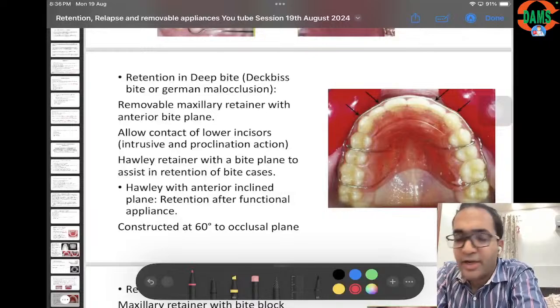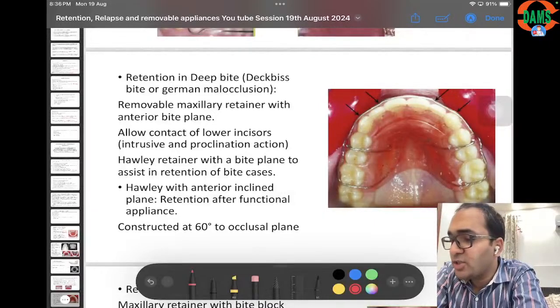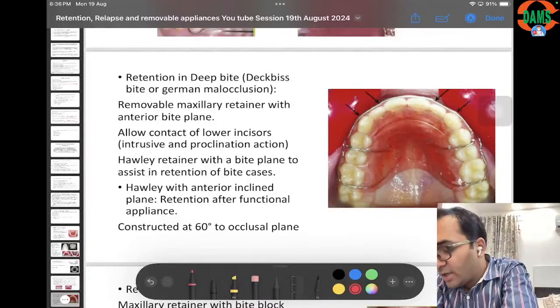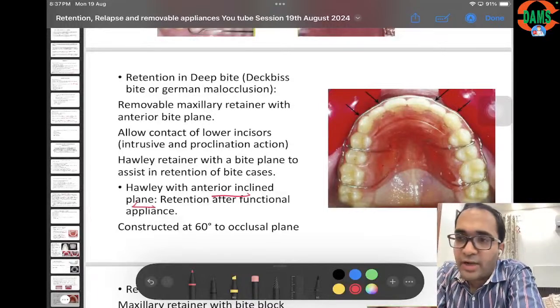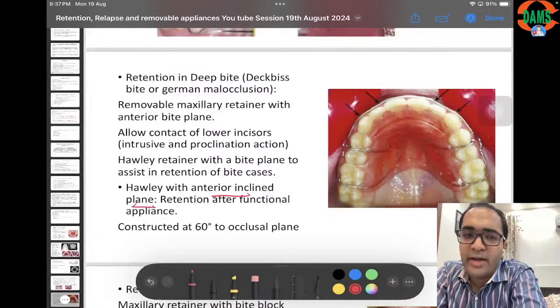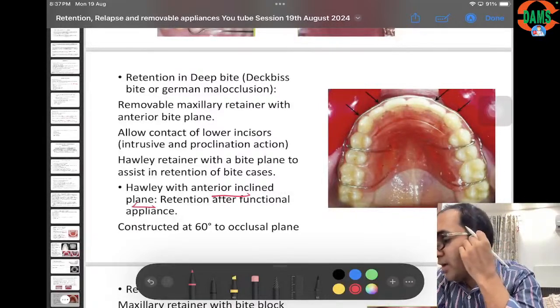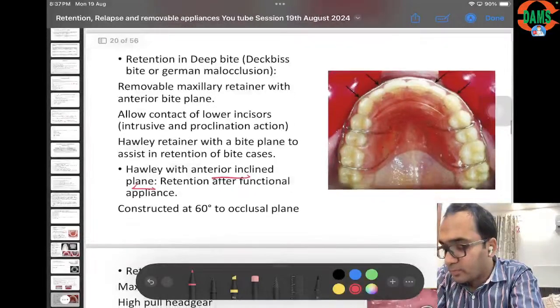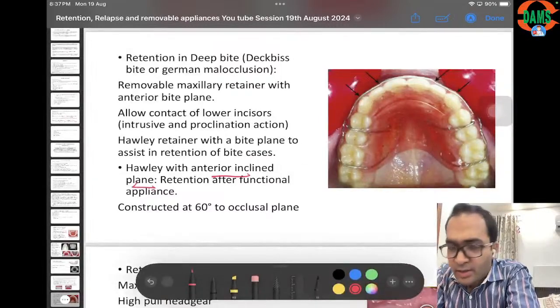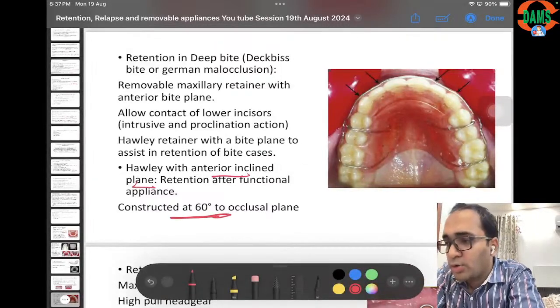Next is Hawley's with anterior inclined plane. It is used to give retention after functional appliances. So how will it help? The anterior inclined plane will prevent the lower incisors from going back, and lower incisors in turn are in the mandibular bone. So it will prevent relapse of any class 2 tendencies. So what is the angle at which the anterior inclined plane is there? It is given at an angle of 60 degrees to the occlusal plane.